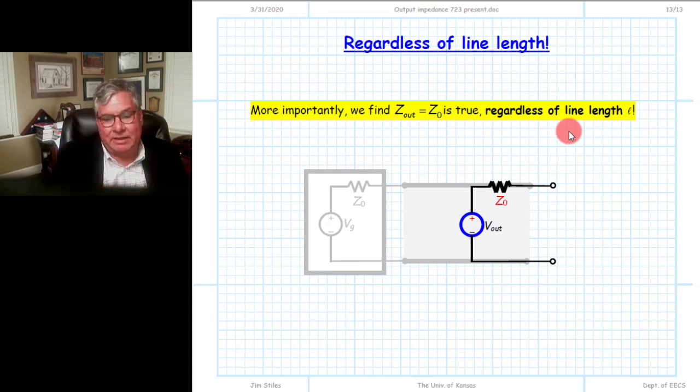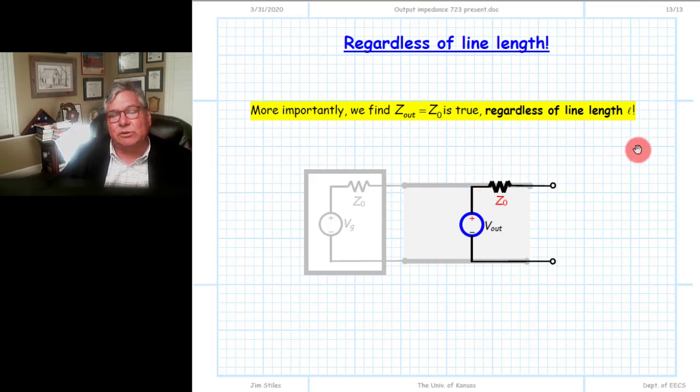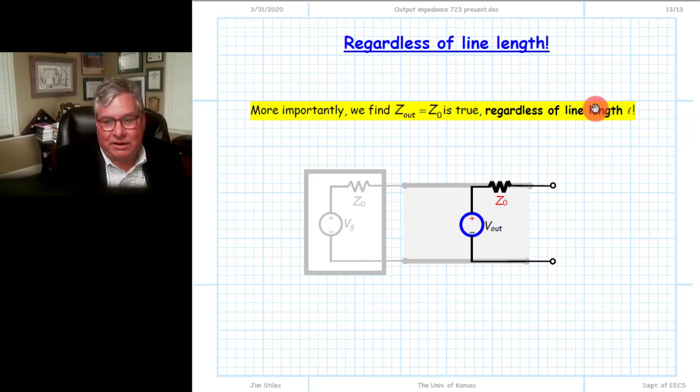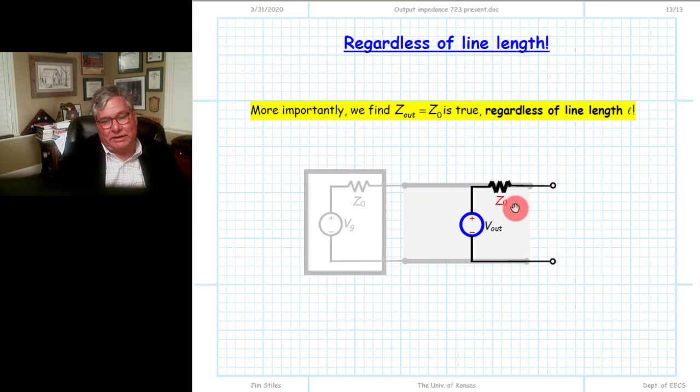Perhaps most importantly in this transformation of a matched source is the statement that Zout is equal to Z0. We have a matched source, so the source impedance is Z0. We put a length of transmission line in front of it to transform the original source into a new source, and that new source likewise has a source impedance of Z0. And the most important thing about this is that it is true regardless of the line length L. The relationship between the original source impedance and the transformed source impedance is independent of that length. In both cases, they're equal to Z0, period, regardless of the length of that transmission line.